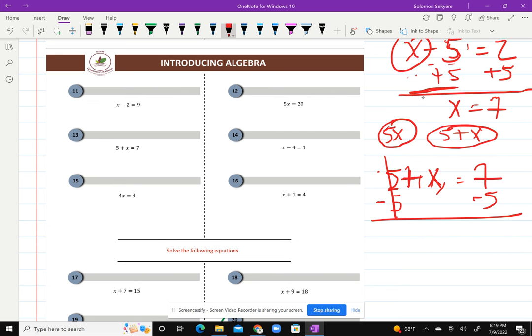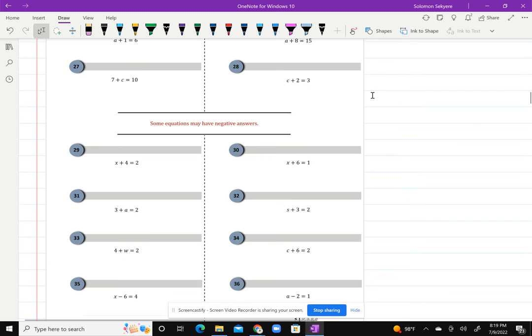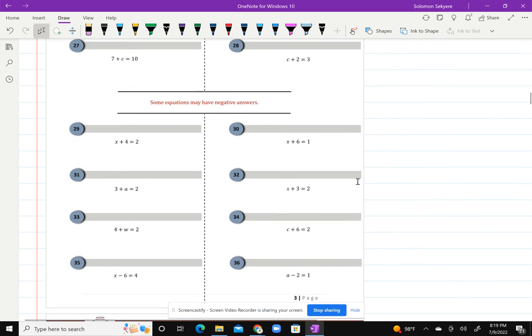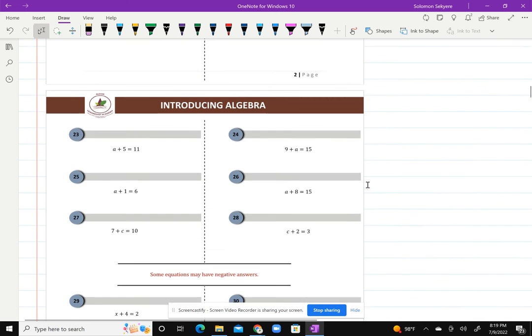And that goes away, we say x equals 2. So if I write 5 plus x equals 7, it is the same as x plus 5 equals 7. Same thing. Okay, so you've got one-step equations, right? So I need you to do all these exercises one step, and I want you to organize your work nice and neat.